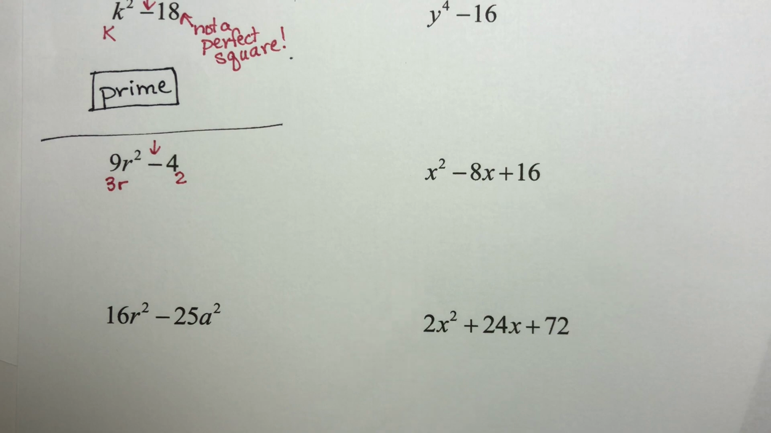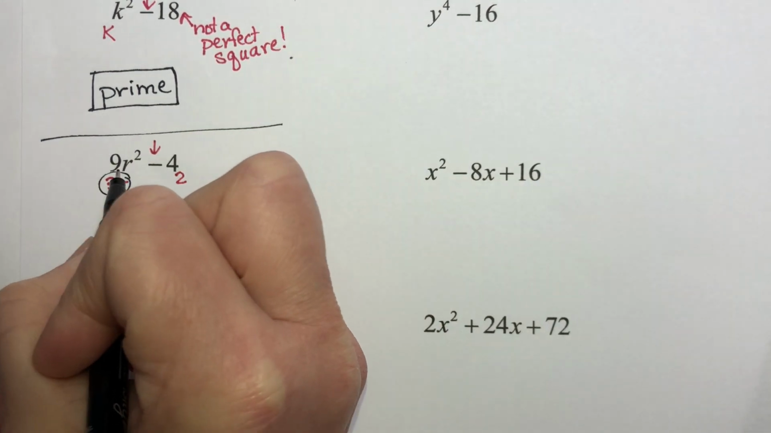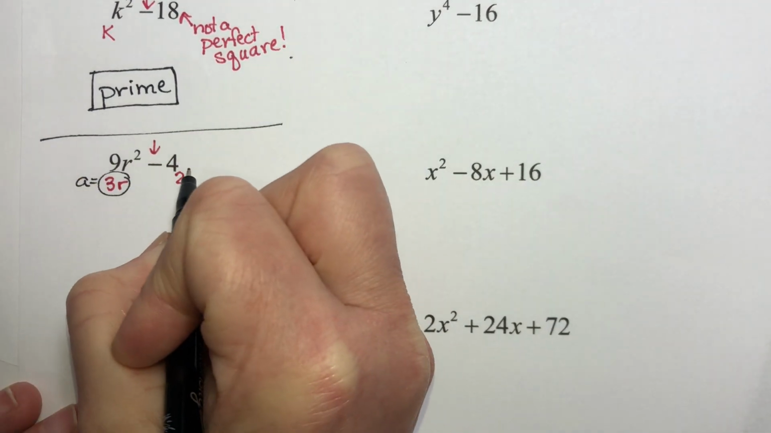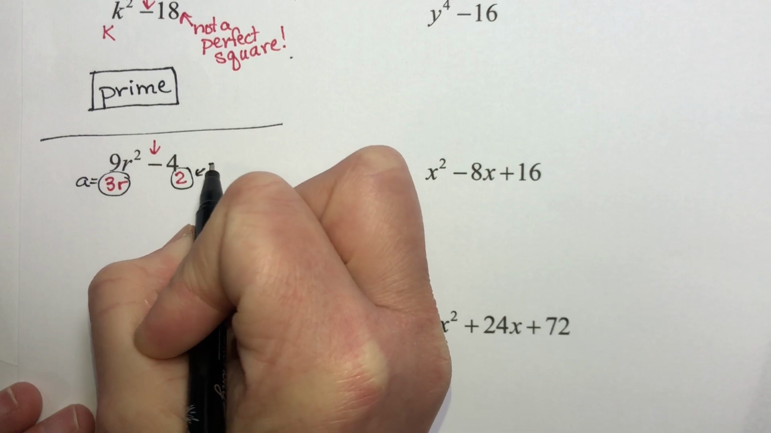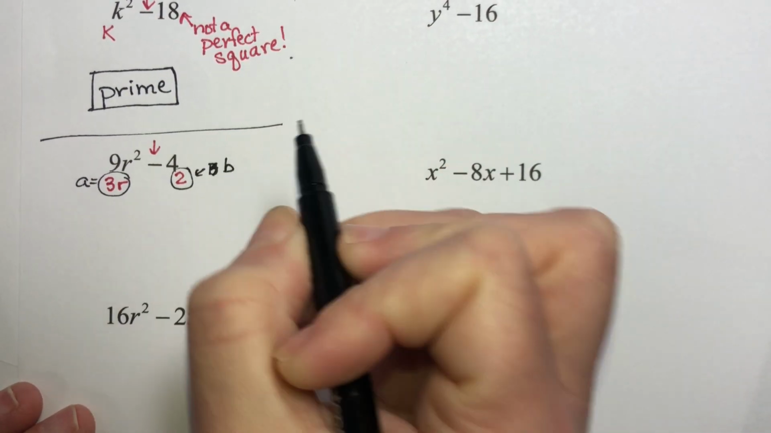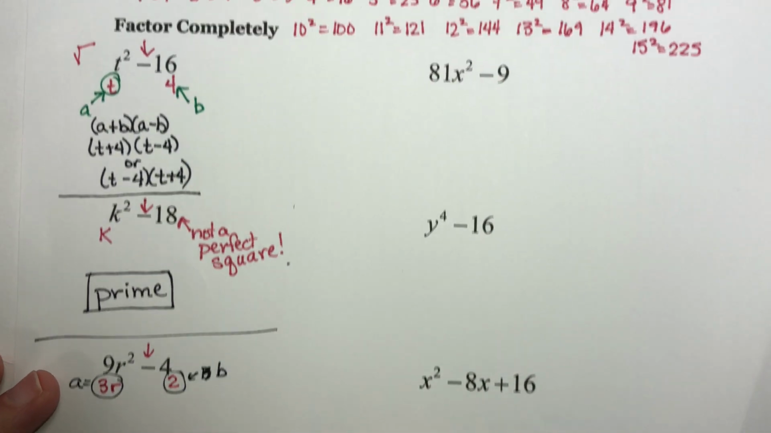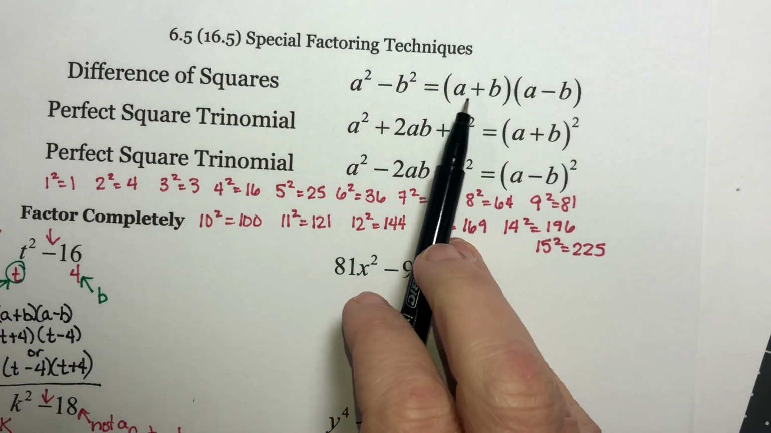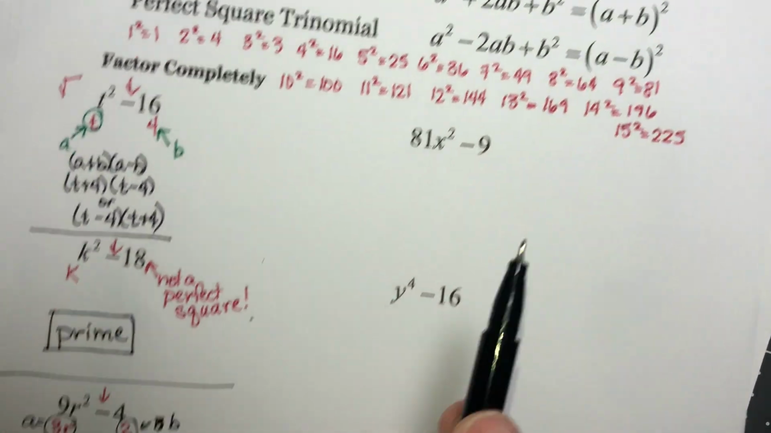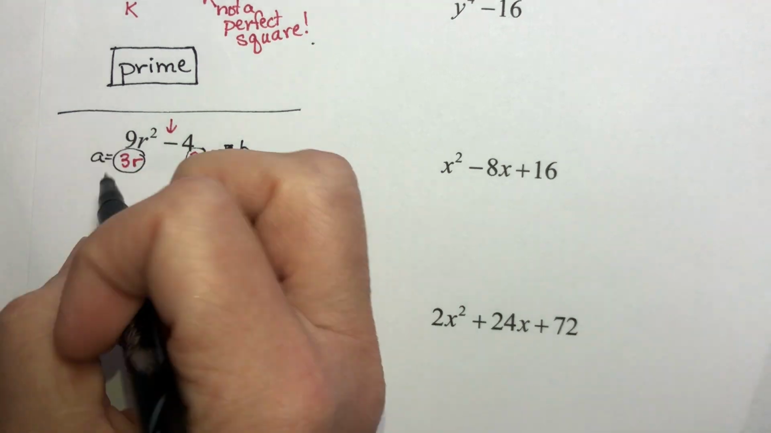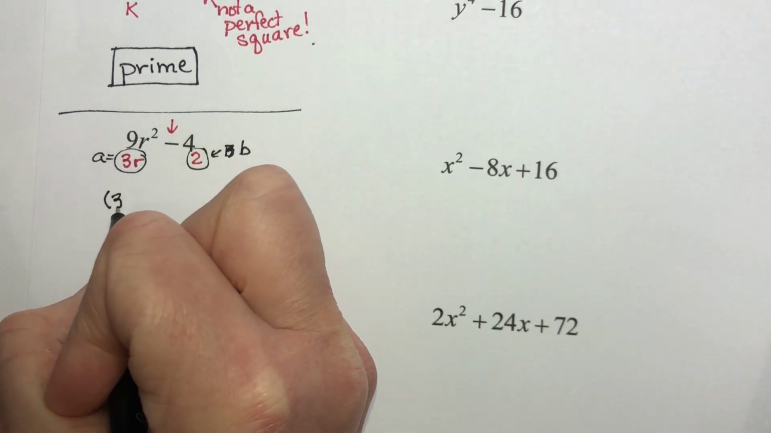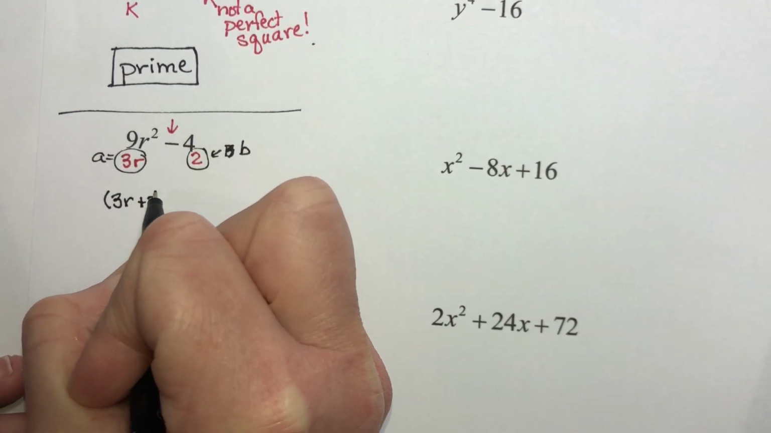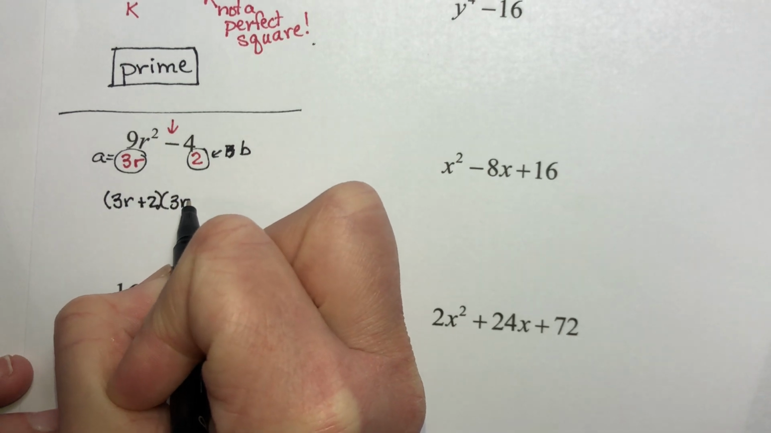Now from our formula, this works as our a, this works as our b. Sorry, probably lowercase would be better. And so that means it factors as a plus b times a minus b. So this factors as 3r plus 2 times 3r minus 2.